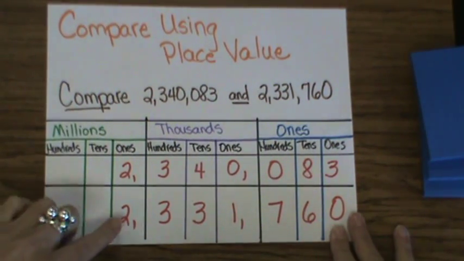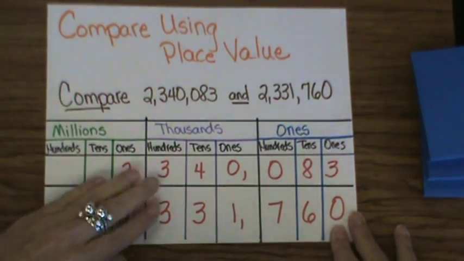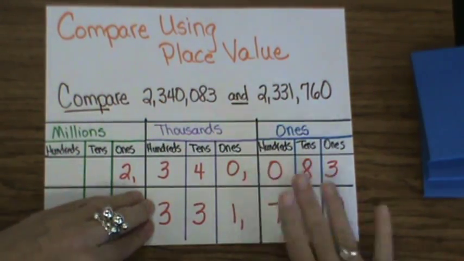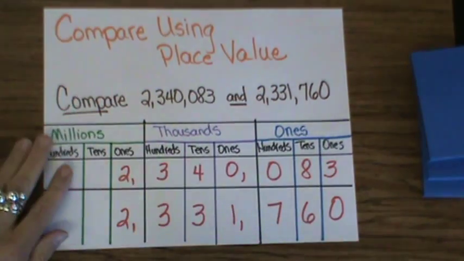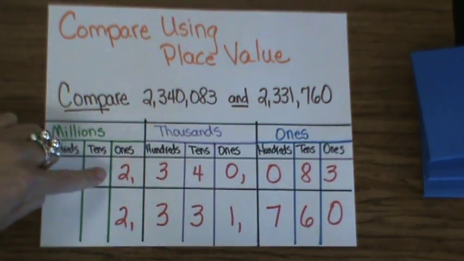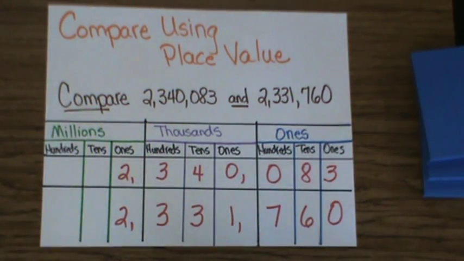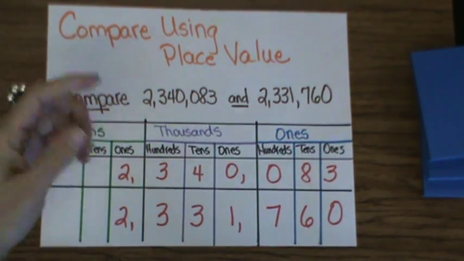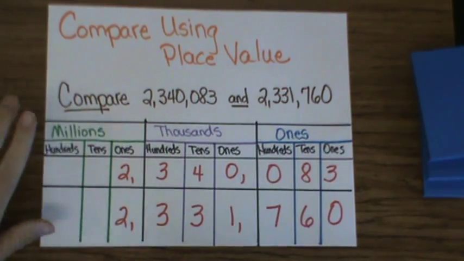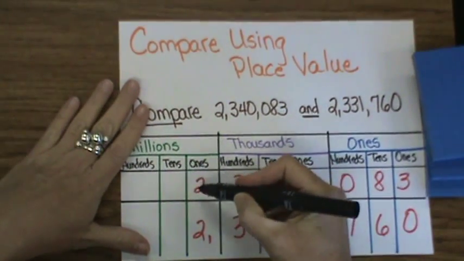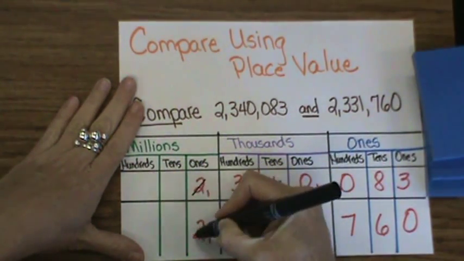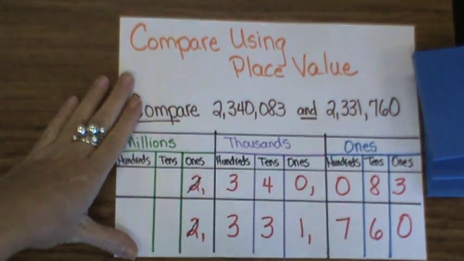So if I look at this one, I have 2,331,760. Well, now it's very easy. I just compare my numbers and I can cross them off as I go until I get numbers that are different. When we compare numbers using place value, we always start furthest to the left. So we're going to start over here to the left, and we're going to look and see that the millions have the same amount. They each have 2. So those are equal to each other.